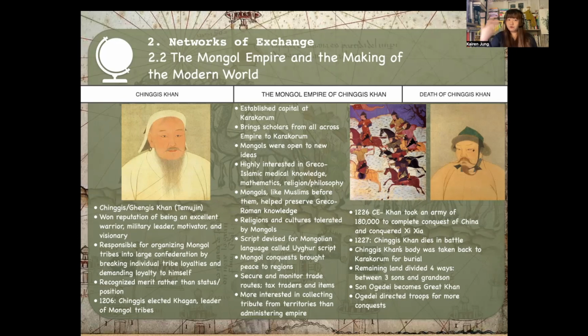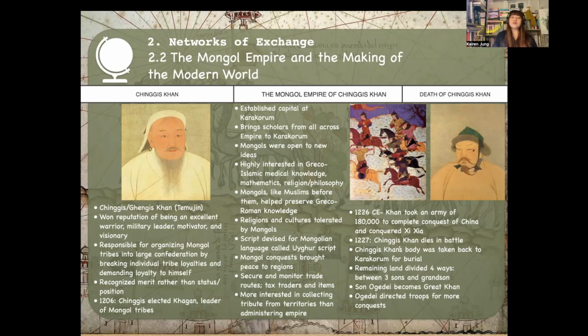He would foster personal relationships with the leaders of all the different scattered tribes, and he would bring them together into one. He organized the Mongol tribes into a large confederation by breaking down the individual tribe loyalties, commanding his men along differently sized units that would contain each other. And so if a command was given from the top, it would travel way down. Loyalty was very highly prized and demanded. He recognized merit rather than any status or position that was incumbent within the tribes per se.